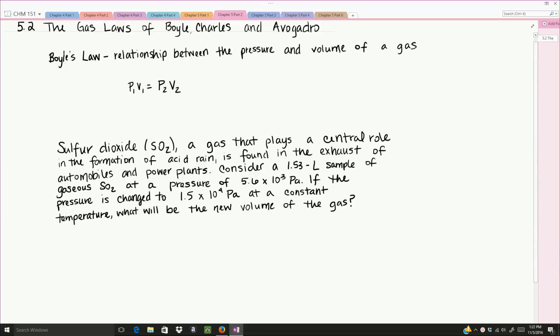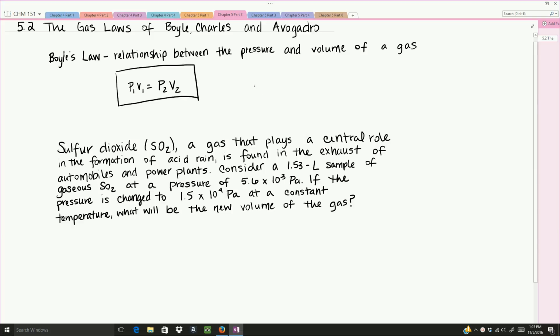Okay, so the next part in chapter 5, we're going to talk about a few different gas laws, starting with Boyle's law. All of these different gas laws relate different properties of a gas. Boyle's law is the relationship between the pressure and volume of the gas. I've written the formula here: P1 V1 equals P2 V2.